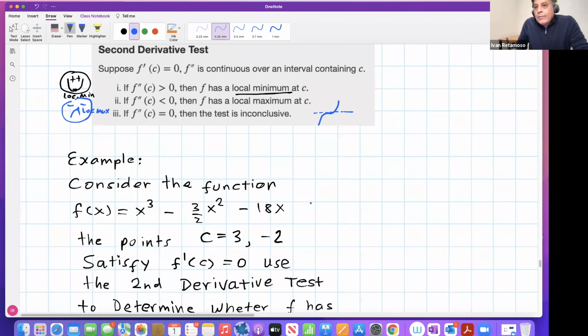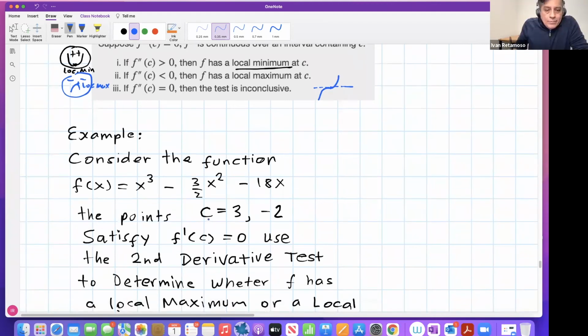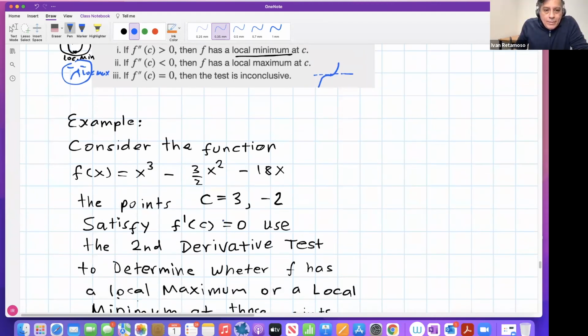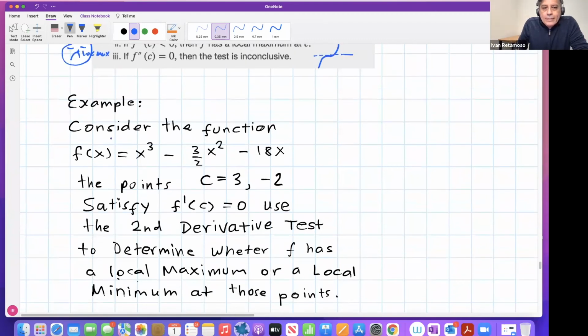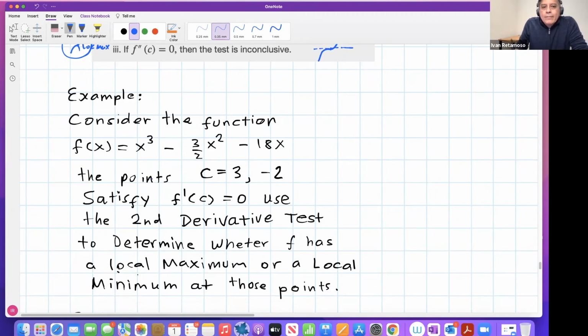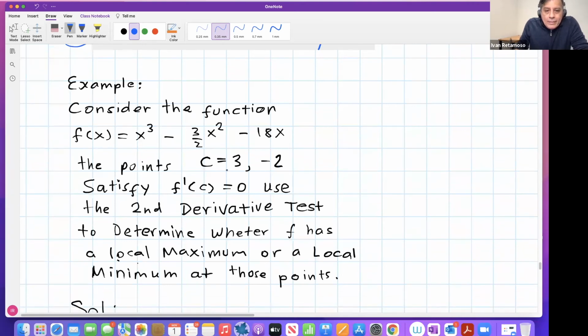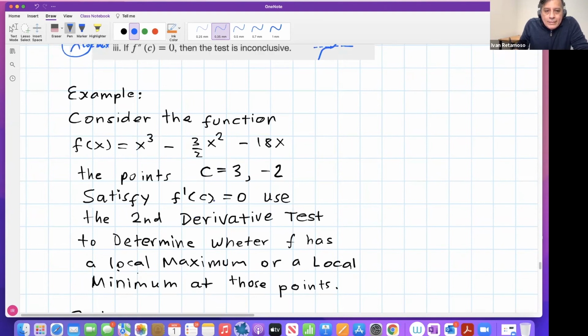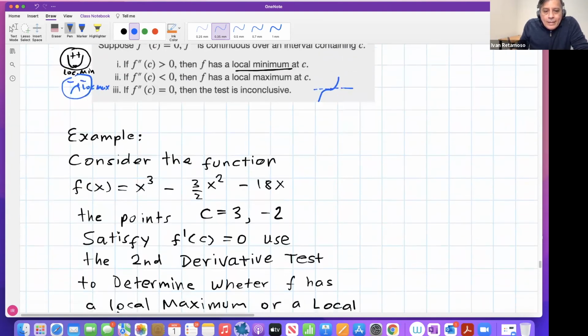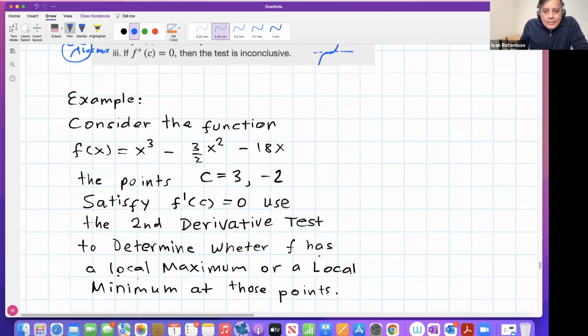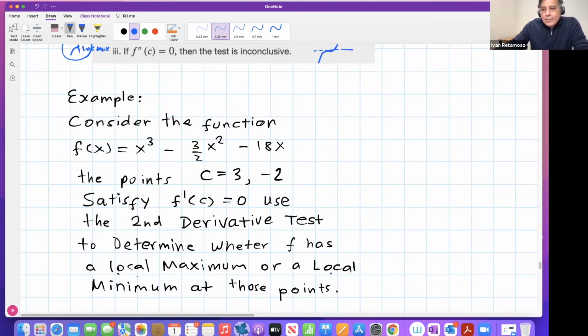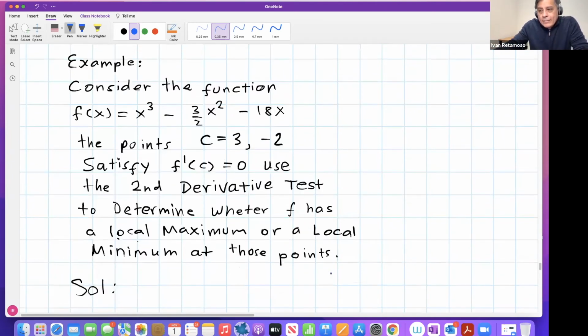Here is an example of how to use the second derivative test to catch local maximums and local minimums. In this example, just consider this function and suppose that you found the critical points already. The critical points are 3 and -2, okay? They both satisfy that the derivative evaluated at this point is 0. What this is saying is, use the second derivative test to determine whether f has a local maximum or a local minimum.